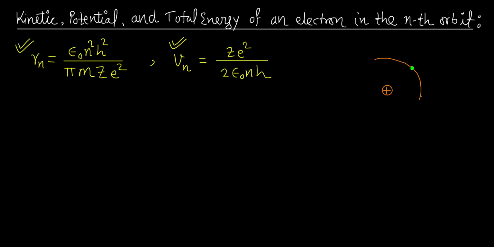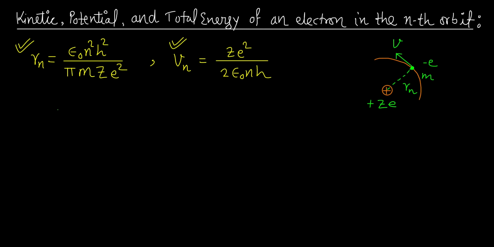So here I am going to draw a diagram. This species has atomic number Z, so the total nuclear charge will be plus Ze, and the electron has charge minus e, mass m, and revolves with velocity v around the nucleus, and the radius of the orbit is Rn. Basically here we have to find the kinetic energy, potential energy, and the total energy of the electron. So let's start with the kinetic energy.